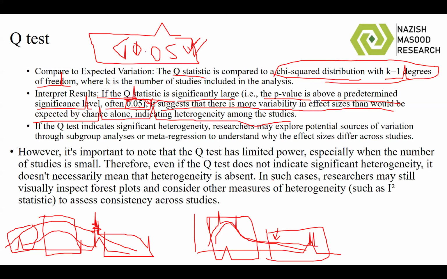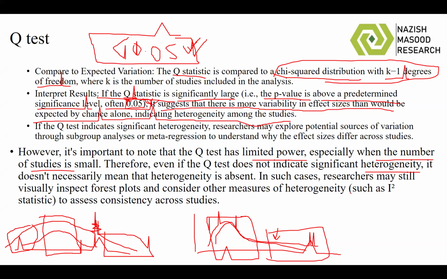That being said, there is an inherent problem with Cochrane Q. I won't say inherent problem, but rather a limitation. The limitation is that when the number of studies is small, we will be unable to detect the heterogeneity. That's a limitation of Cochrane Q.